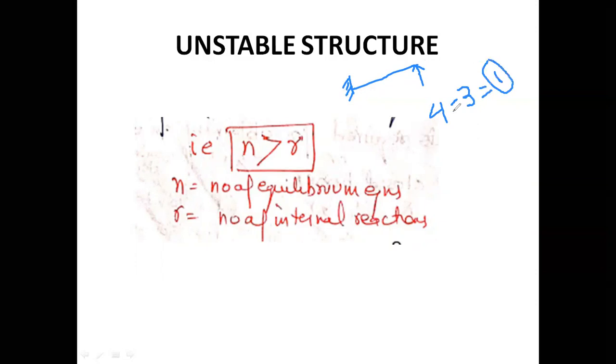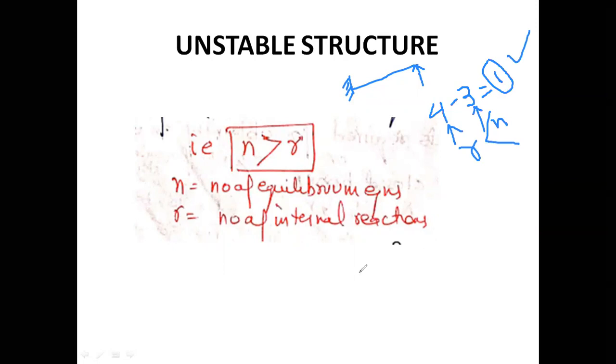Now, similarly, here the value of n will be 3. This is n, and this is r. So in this case, r is greater than n. So this is not an unstable structure. This is an indeterminate structure to a degree of 1.